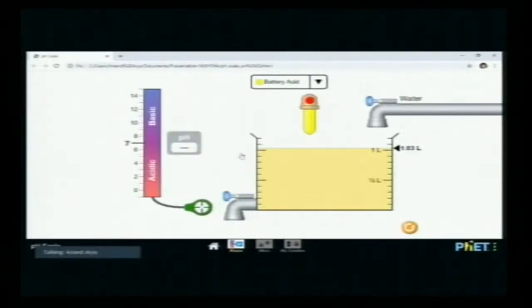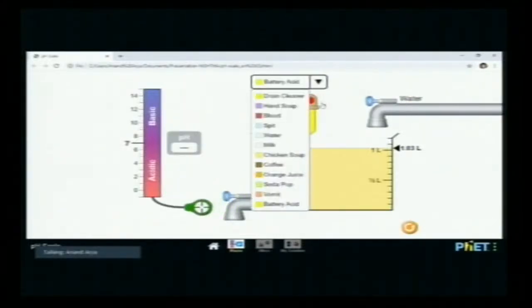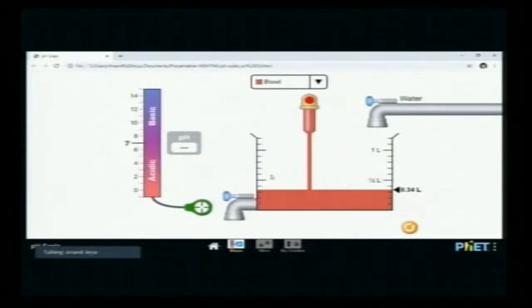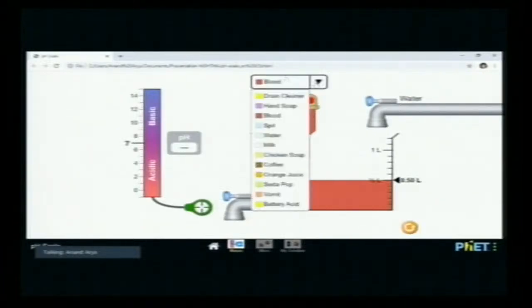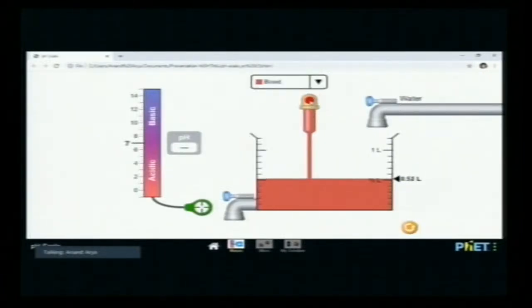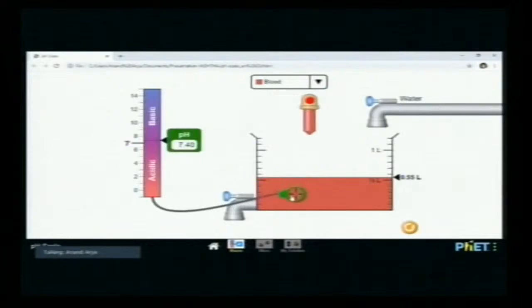You can see why the pH is increasing: because we have diluted the solution. Have you ever imagined you could identify the pH of blood? So let's take the blood, and you can also choose the amount of blood. Here I have taken half a liter of blood. It would not be possible to have half a liter of blood in a lab, but by the use of ICT I can take an even larger amount. When I test the pH of the blood, it shows 7.4.